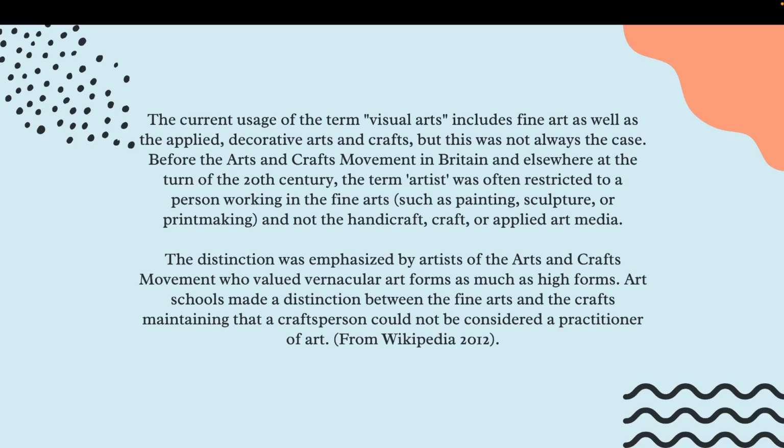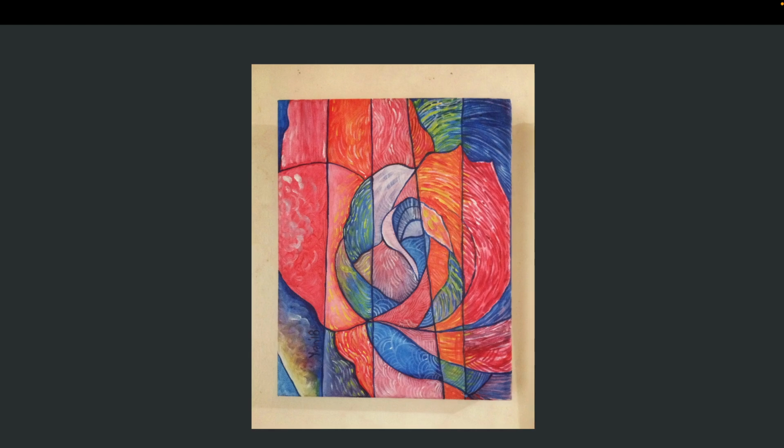Also, you can read this in your spare time. I'll be sending you a PDF copy so that you may be able to see it. So here's the first image. This is a painting from 2018. This is my painting. This is A4 size, so it's quite small. The title is The Rose.